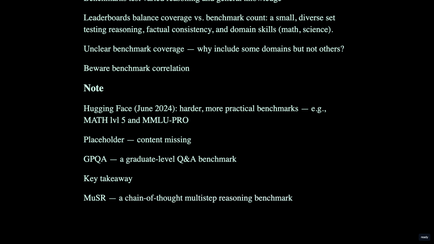MuSR from Sprague et al. 2023 is a benchmark built to evaluate models on tasks that require explicit, multi-step chain-of-thought reasoning. It emphasizes problems where intermediate steps and decomposition matter, so it's useful for testing planning, logical consistency, and stepwise problem-solving.